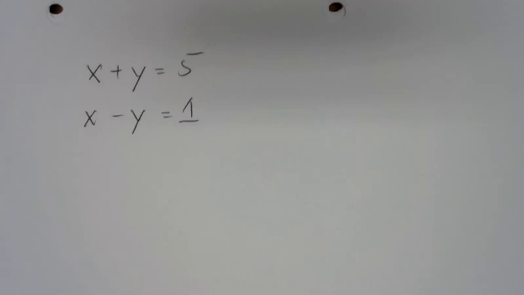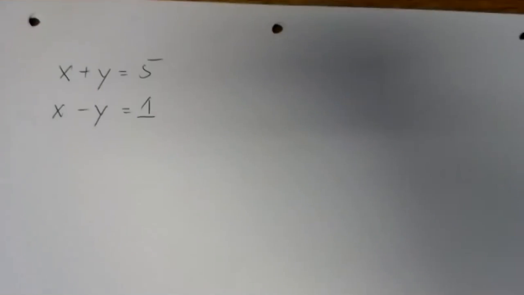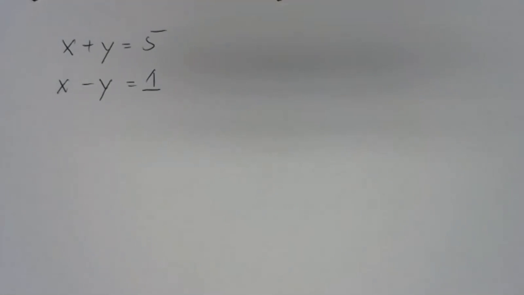All right, so there are two equations. So we got x plus y equals 5 and x minus y equals 1. Now there are a few different ways to solve these kinds of problems. The method we're going to be using is a method we call elimination.